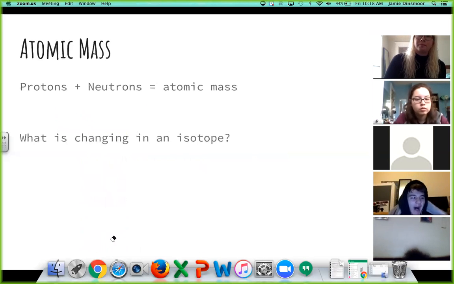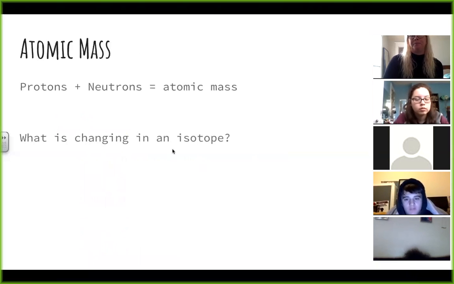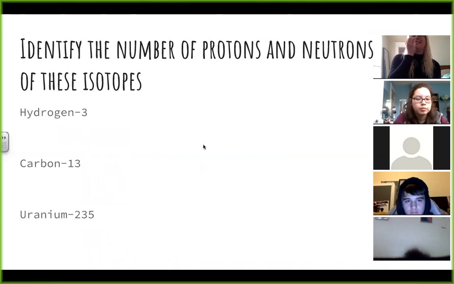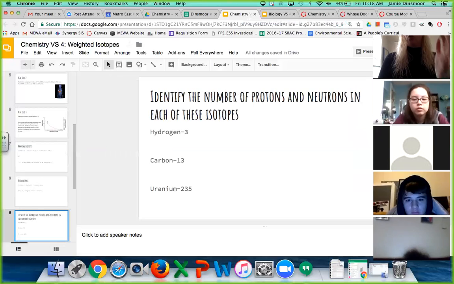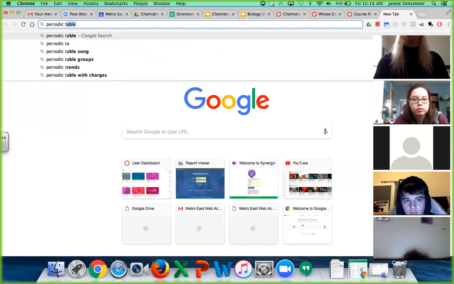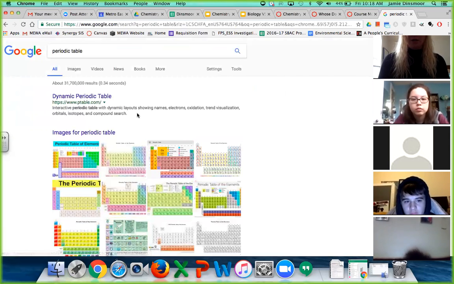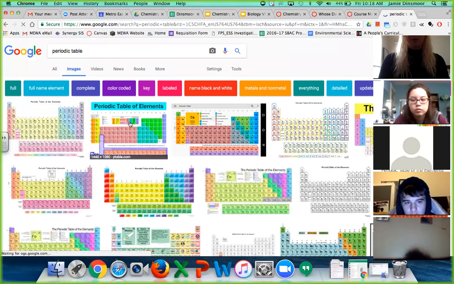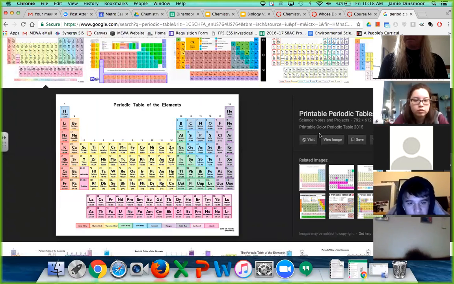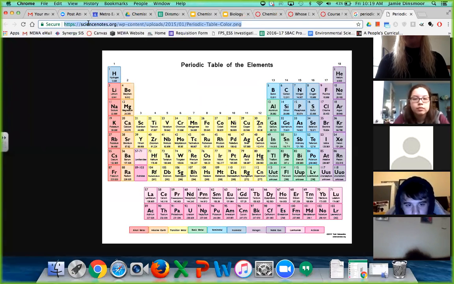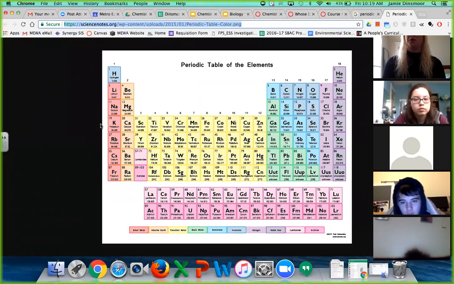So now we're going to get into the math. We're going to identify the number of protons and neutrons of these isotopes. You're going to need to use a periodic table, so you can just Google periodic table. I will post a link in the chat of one that I usually use. Honestly, you should probably have a periodic table bookmarked or printed, because we are going to use it pretty frequently.